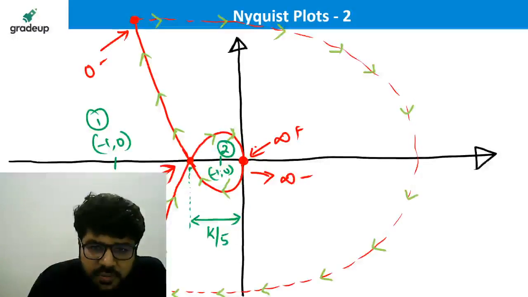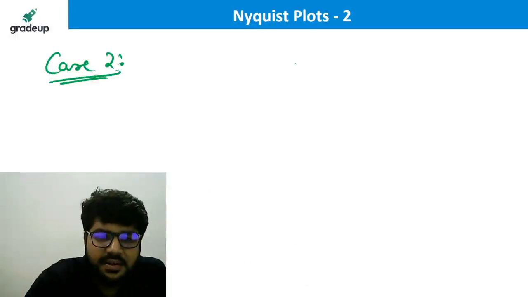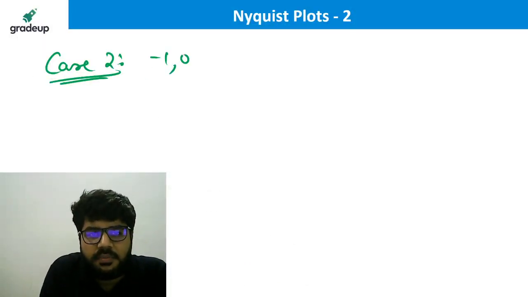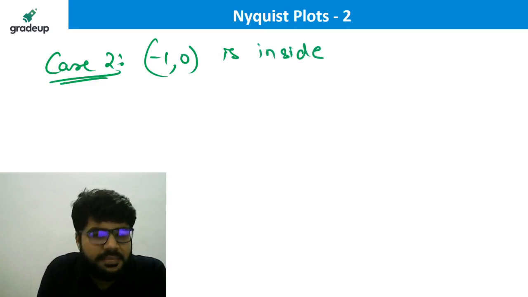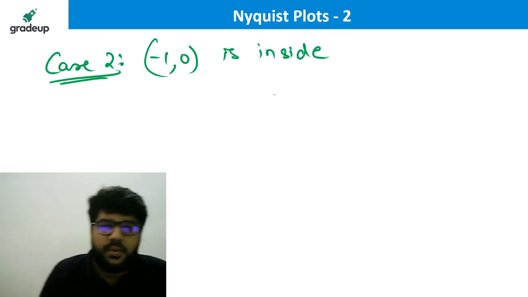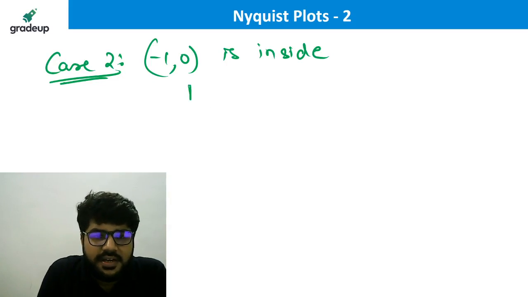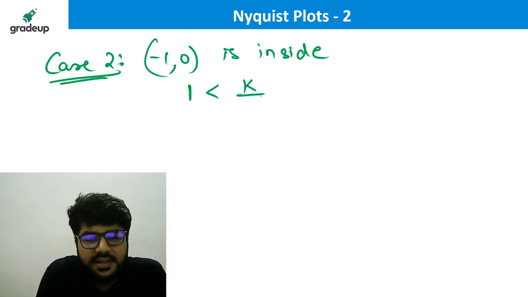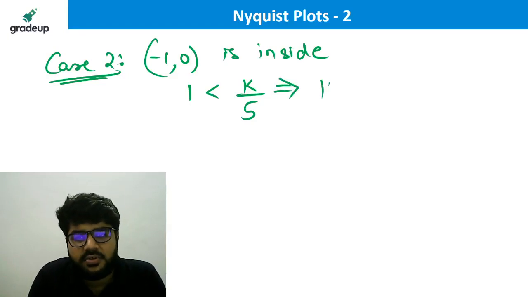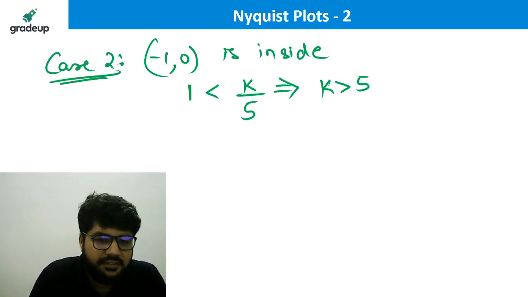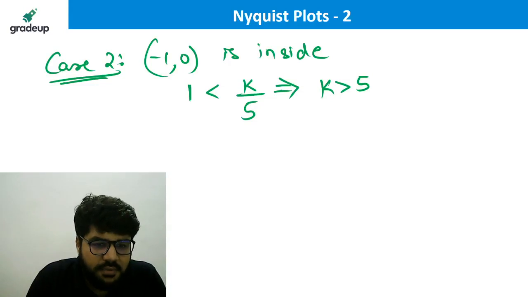See, case number 2, minus 1 comma 0 is inside. And how can it be inside, first of all? It can be inside if the distance 1 is less than the distance at the critical frequency, that is K by 5. So that leads to the conclusion K is greater than 5. And if it is inside, what is the number of encirclements?